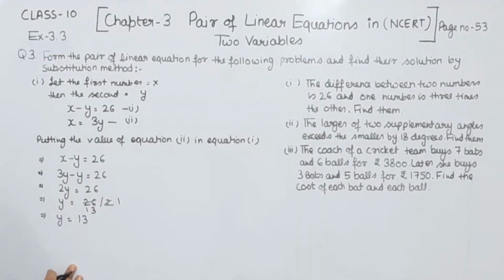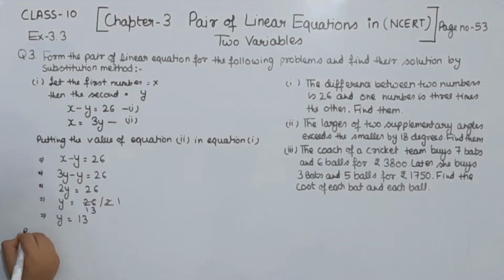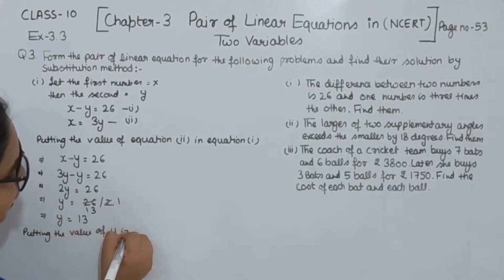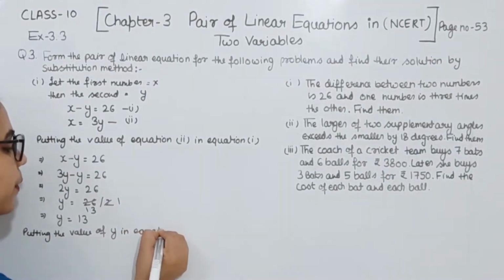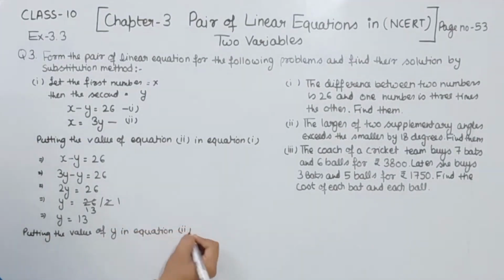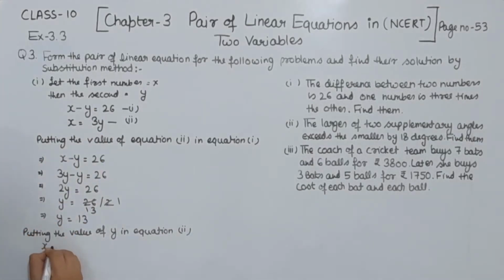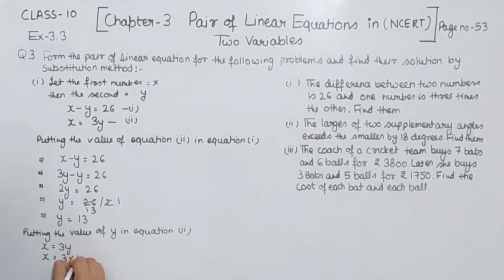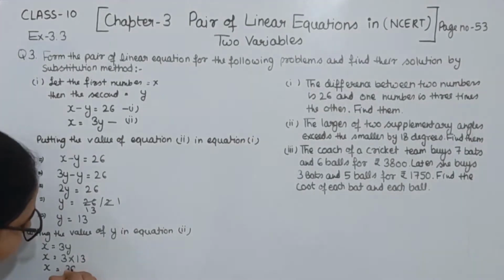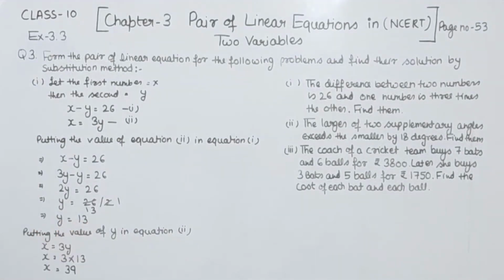Now we have to find the value of x. So we will write here, putting the value of y in equation 2. So the equation number 2 we are having is x is equal to 3y. So x is equal to 3 multiplied by y, we are having 13. So the value of x we are having is 13 multiplied by 3. This one we are having is equal to 39. So the value of x we are having is 39 and y we are having is 13.